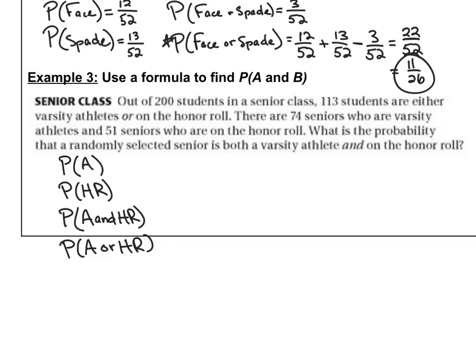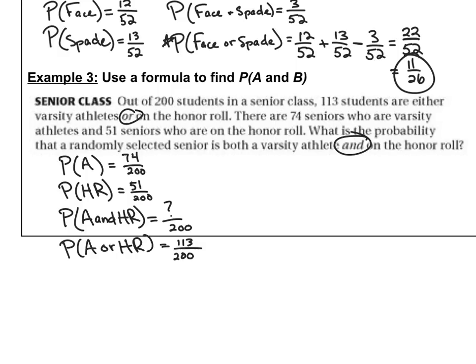So let's fill in everything that we know here. The probability that we have an athlete: there are 74 seniors that are athletes. Probability they're on the honor roll, that's 51. We don't know the and, that's what we're trying to find here, so we'll do a question mark here. And then A or B was up here, and that's 113 over 200.